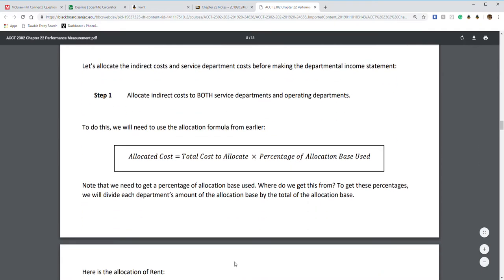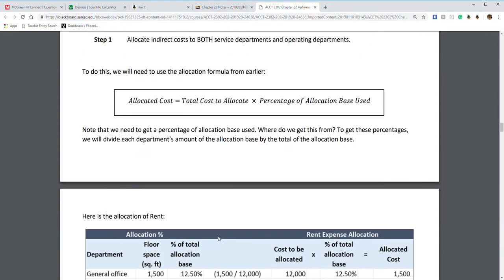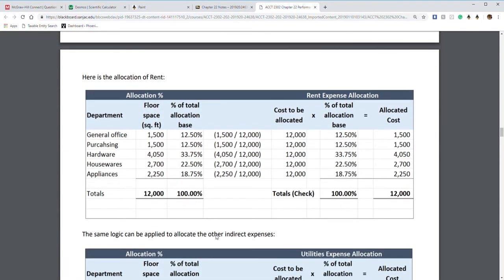So again, step 1, we're going to allocate indirect costs to both service and operating. So we're going to use that formula that we just showed you. So starting off, here we go.